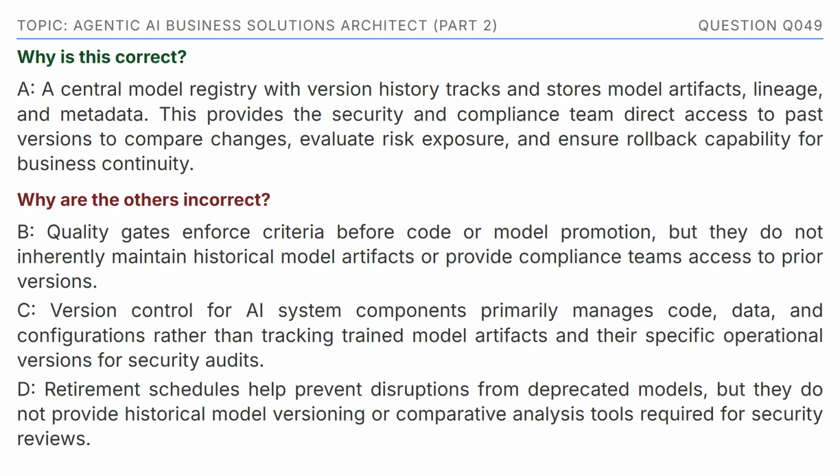Why are the others incorrect? B. Quality gates enforce criteria before code or model promotion, but they do not inherently maintain historical model artifacts or provide compliance teams access to prior versions. C. Version control for AI system components primarily manages code, data, and configurations rather than tracking trained model artifacts and their specific operational versions for security audits. D. Retirement schedules help prevent disruptions from deprecated models, but they do not provide historical model versioning or comparative analysis tools required for security reviews.